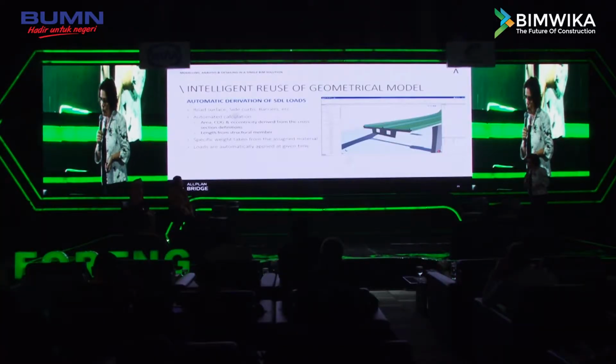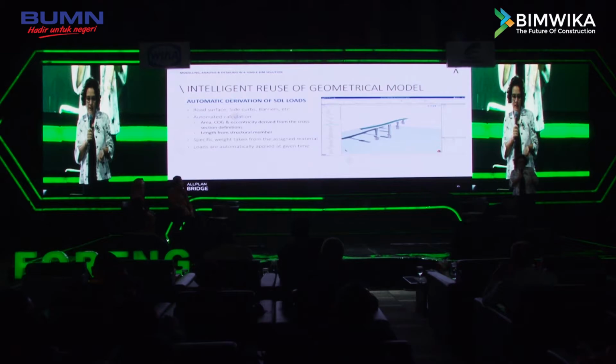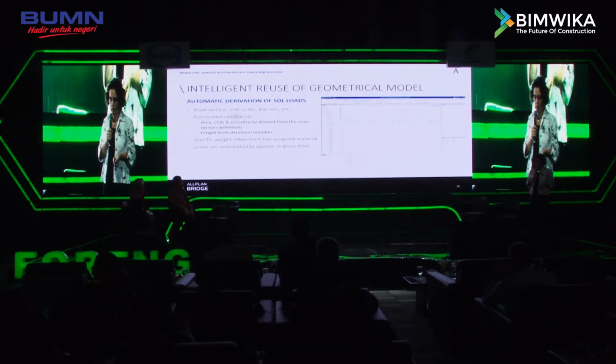I was telling you that there is a certain intelligence used in this model. What does it mean? It means that if you define in the cross-section what part of the cross-section is used as a structural part, and what part is used as a non-structural part, then automatically the superimposed dead load will be assigned. So you don't need to calculate the area, center of gravity, and so on anymore. Everything is happening automatically. And loads are automatically applied at a given time.